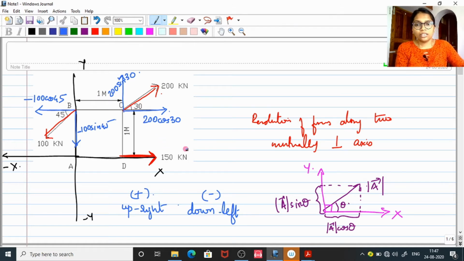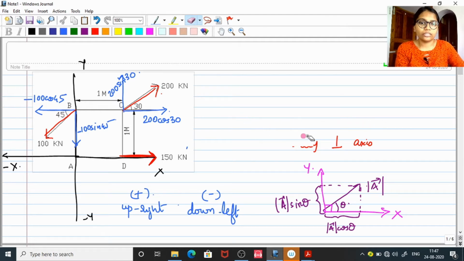Okay. And what about the 150 kilonewton? There is nothing to resolve for this 150 because it is already along the positive x-axis. So why need resolving? Okay. So in total you have 5 forces.